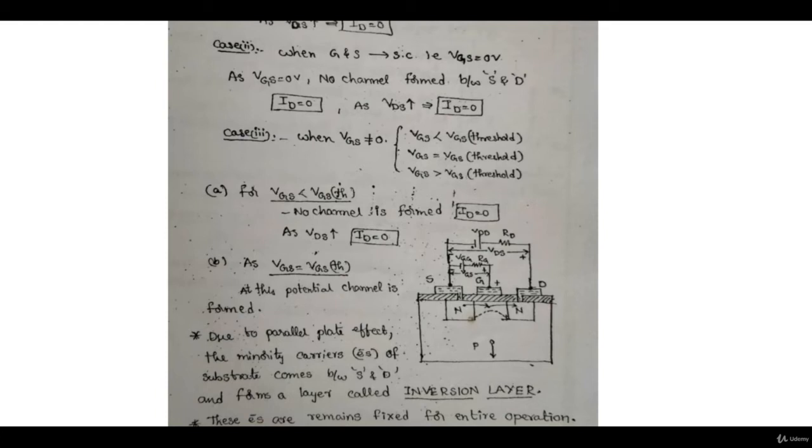Now due to the parallel plate effect, the same reason is given here. Due to the parallel plate effect, minority carriers, that is electrons of the substrate, come between source and drain and form a layer called the inversion layer, which is the channel only. These electrons remain fixed for the entire operation. Once you provide a significant value of VGS, that is VGS equal to VGS threshold, this channel will be formed and it will always be there.